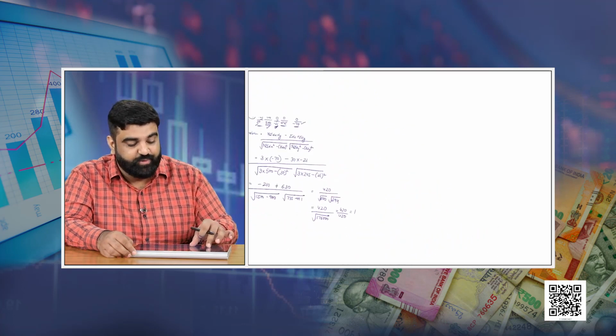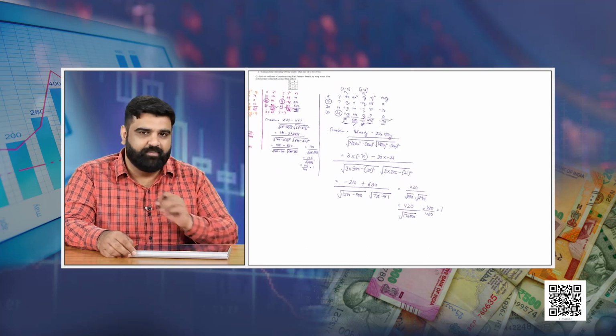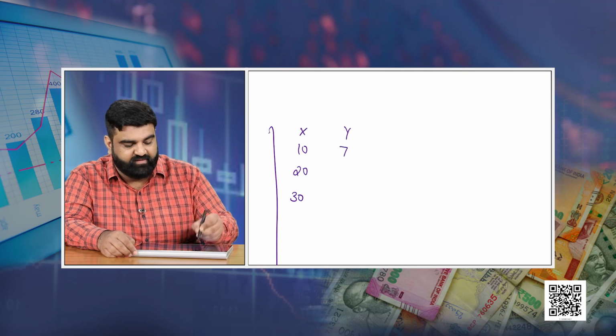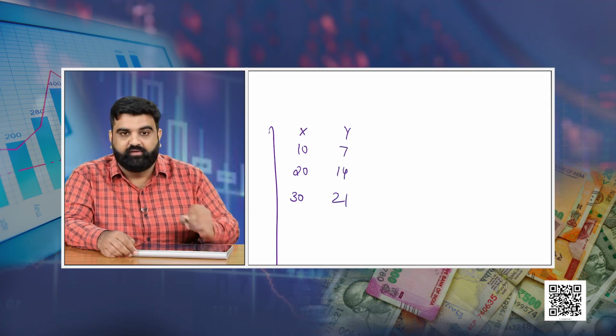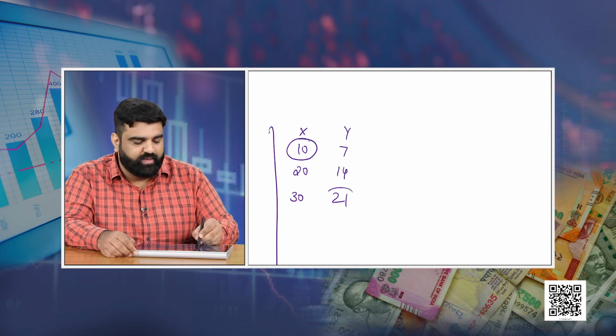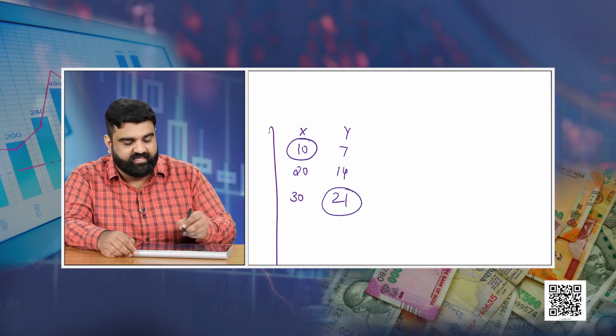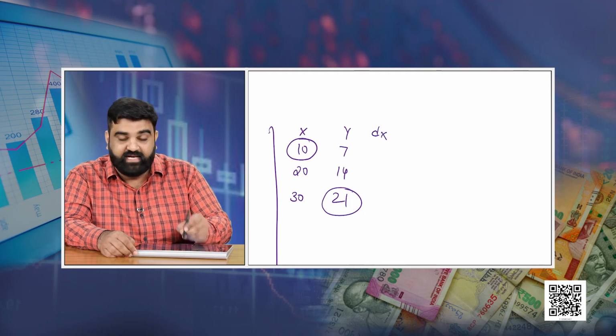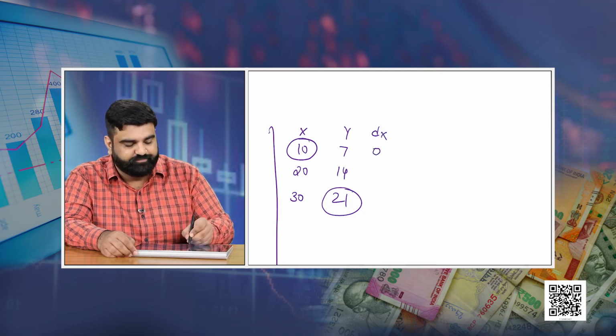Now, let us do the same question using the step deviation method. So, let me write the question for you first. We have x: 10, 20 and 30, and y: 7, 14 and 21. I am assuming 10 to be the assumed mean for x and 21 to be the assumed mean for the y series. So, let us first calculate dx. dx will be 0, 10 and 20.